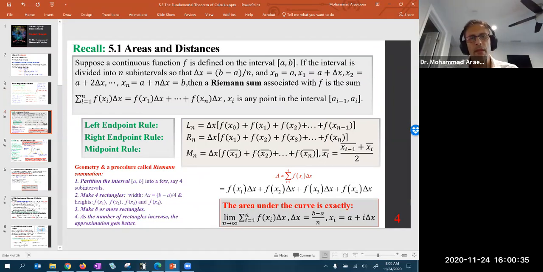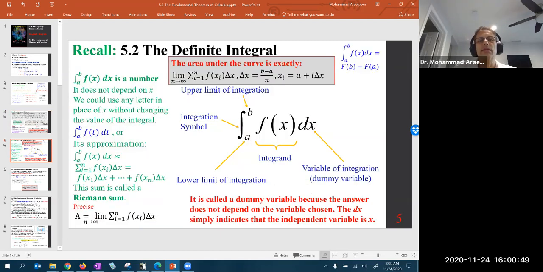And there are various ways of calculation using the left endpoints, the right endpoints, the midpoints, and if we take a limit as n goes to infinity, it becomes the actual area under the curve. Then we looked at the definite integral, which is defined as the limit of the summation of f of x by delta x as n goes to infinity, where delta x is b minus a over n, and x sub i is a plus i delta x, which is in essence using R sub n.